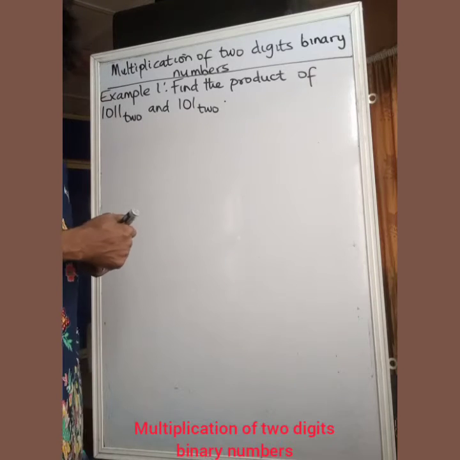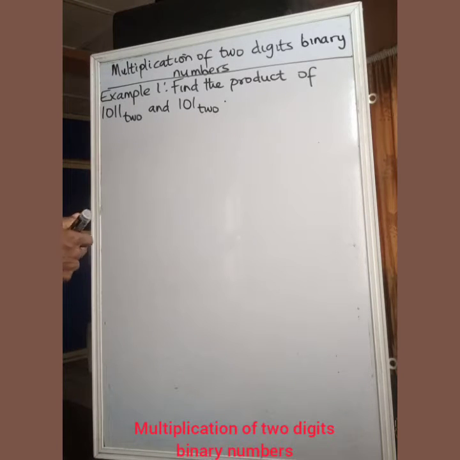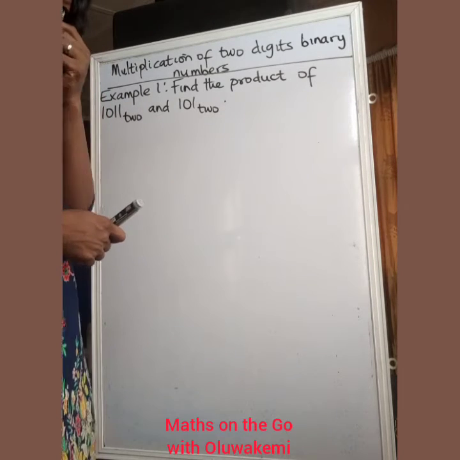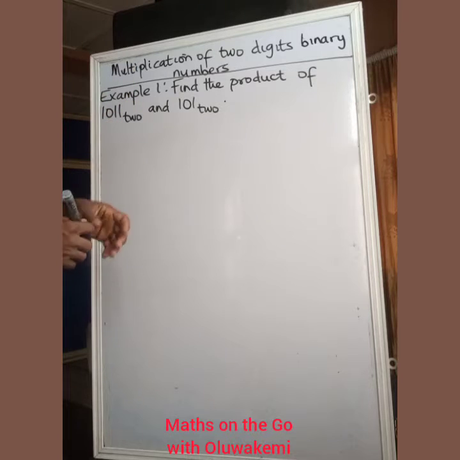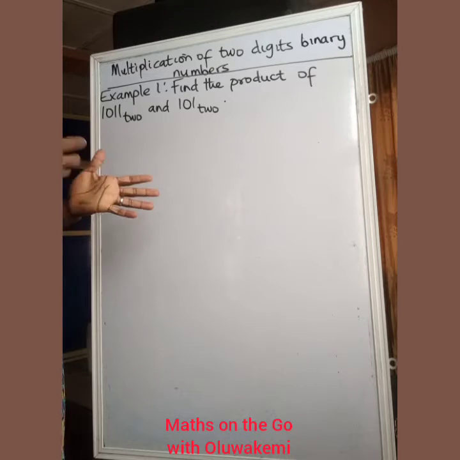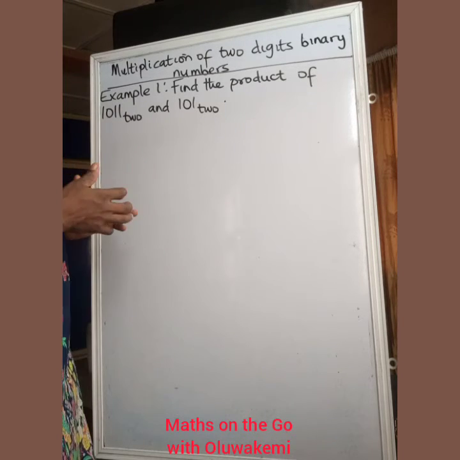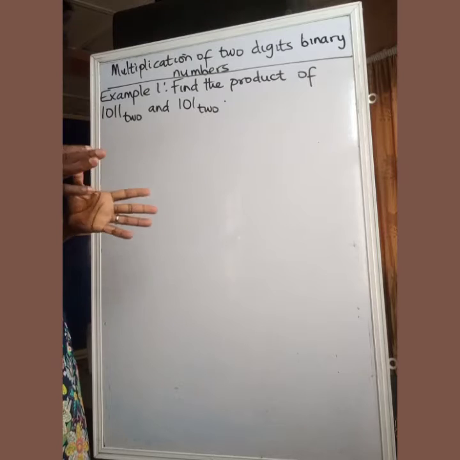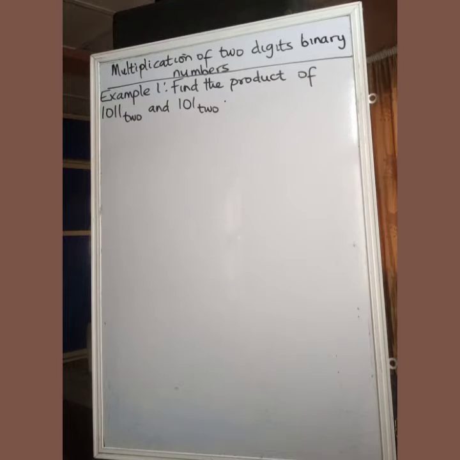Welcome to class. Our topic today is multiplication of two-digit binary numbers. In my last video, we talked about the addition and subtraction of two-digit binary numbers. So today, we are looking at multiplication of two-digit binary numbers. Now, what is our objective after the class? Our objective is that at the end of this lesson, students should be able to multiply two-digit binary numbers.